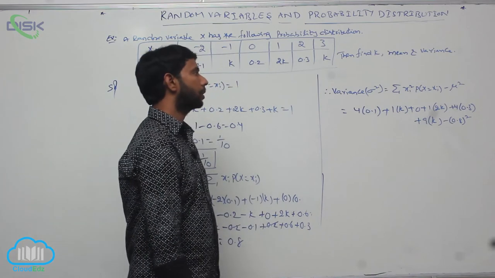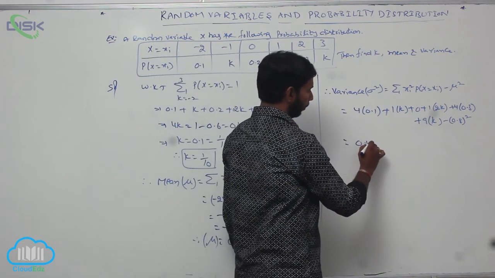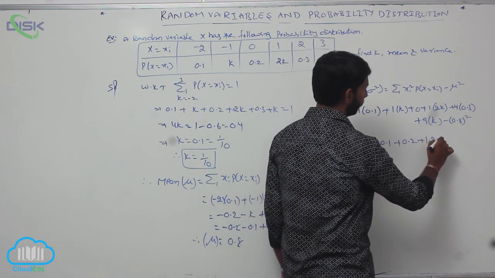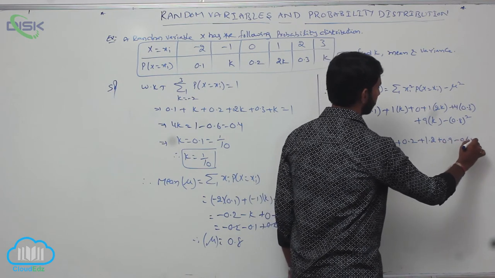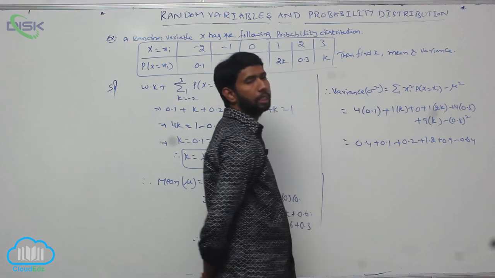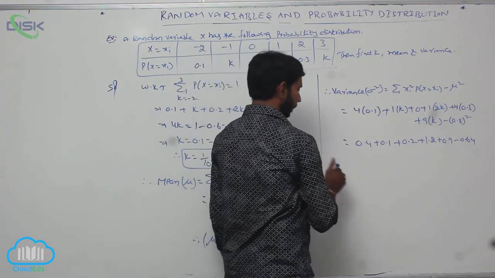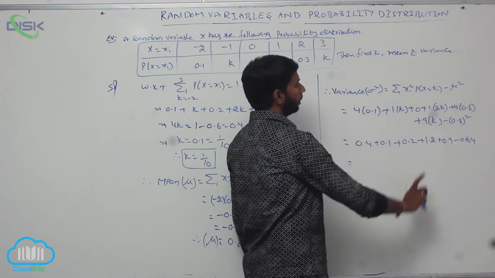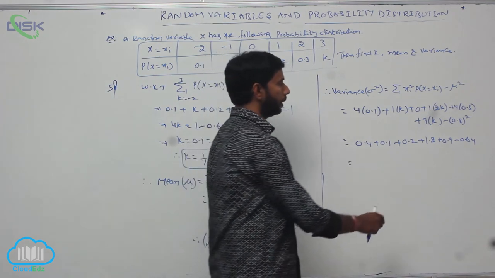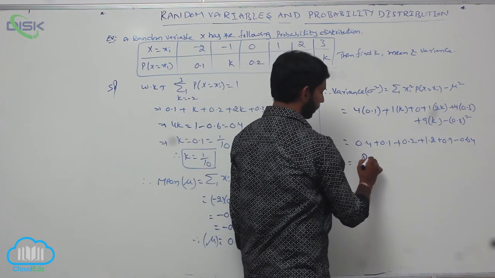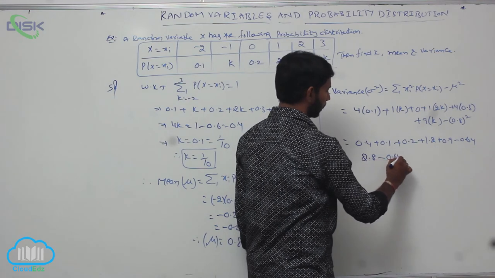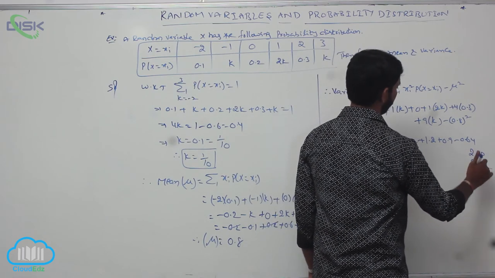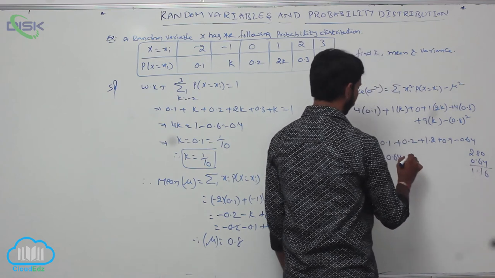Minus 0.8 whole square is equal to 0.4 plus 0.1 plus 0.2 plus 1.2 plus 0.9 minus 0.64. Minus 0.64 is equal to 0.1 plus 0.5, 0.5 plus 0.7, 0.7 plus 0.9, that is 1.6, 1.6 plus 1.2, that is 2.8, minus 0.64 is equal to 1.16.